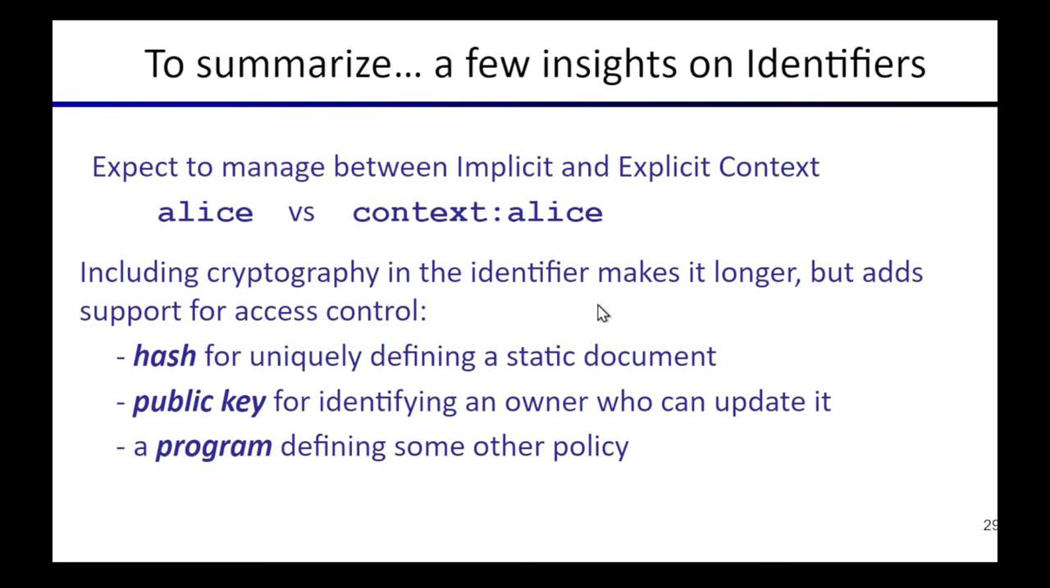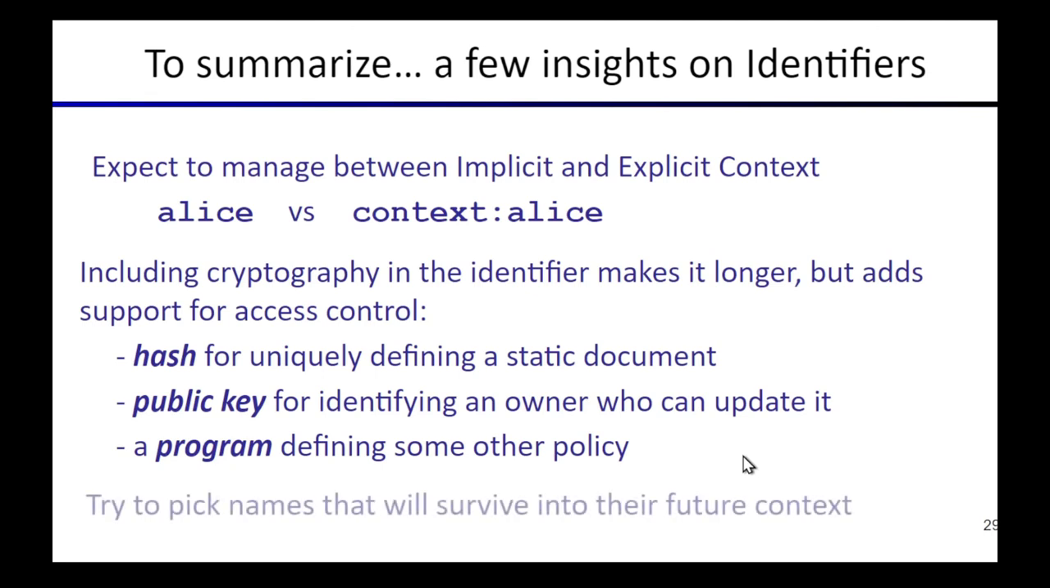Adding cryptography into an identifier makes it longer, which is, you know, bad for users being able to remember it or say it to each other. But doing this adds a bunch of support for built-in access control. So if you include the hash of a document in an identifier, then you can check when you fetch the corresponding document that you got the right one. And by including either a public key or a program in an identifier, you can, in a self-describing way, indicate the access control policy corresponding to the account that's identified by that name.